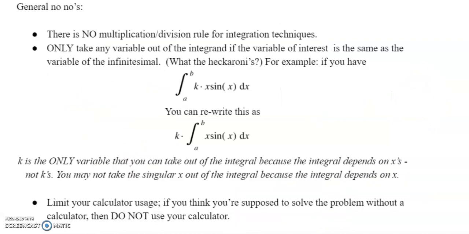So, some general no-nos. There is no multiplication or division rule for integration techniques. You've got to actually do the algebra. Only take a variable out of the integrand, the integral part, if the variable of interest is the same as the variable of... what? Only take the variable out of the integrand if the variable of interest is not the same as the variable of the infinitesimal. So the k can come out because the k has nothing to do with x. In this case, the x has to stay because anything that's a function of or varying with that variable of integration needs to stay there. Okay?